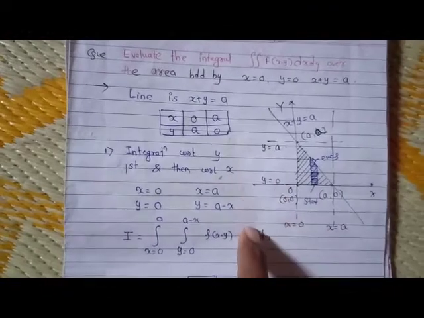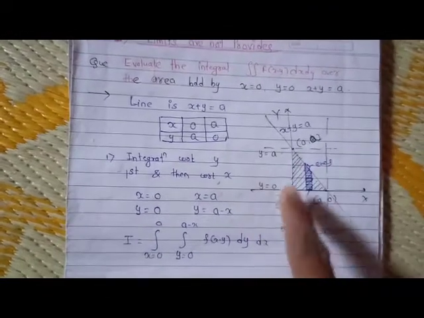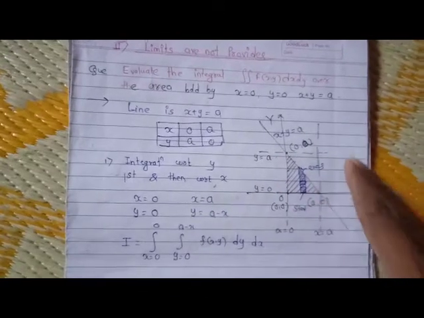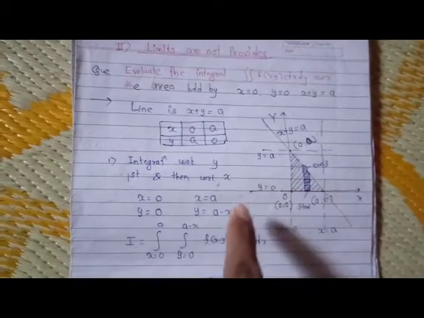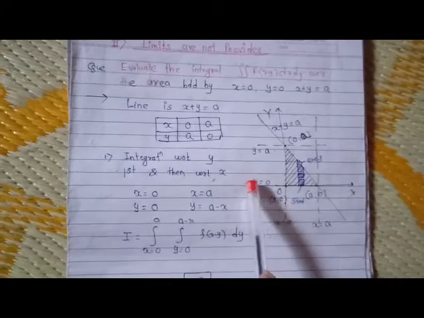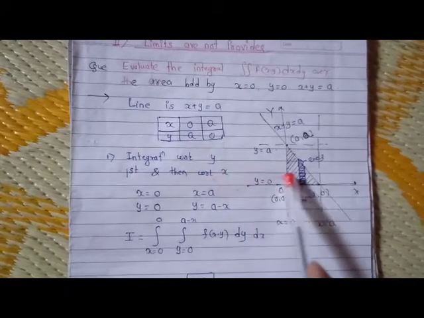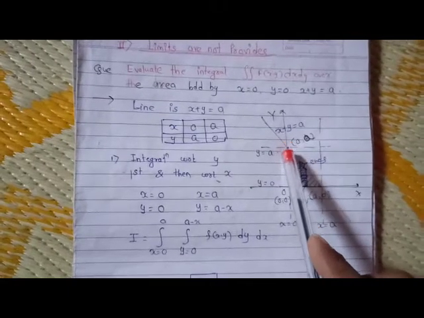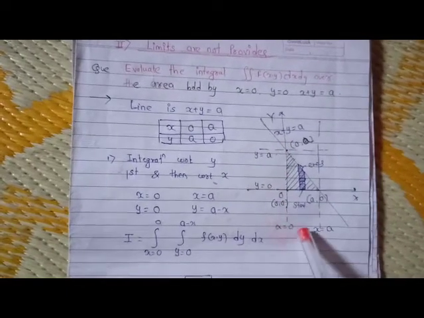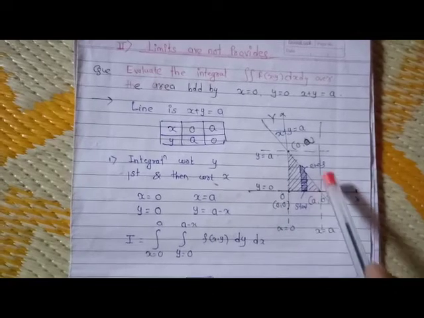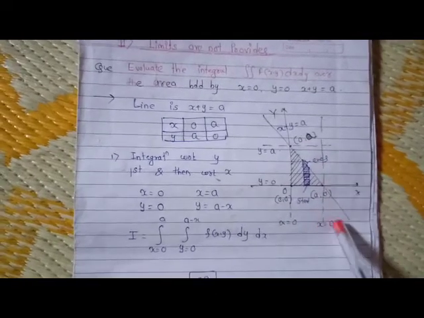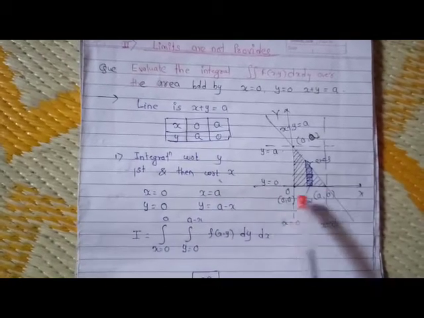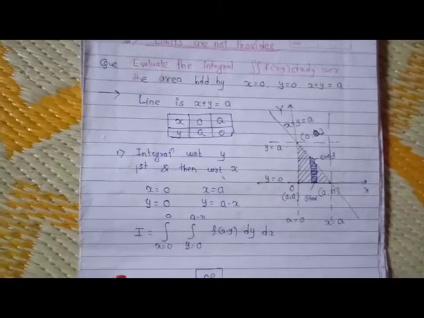Here we have x equal to minus infinity, here x equal to minus a, x equal to 0, x equal to a, x equal to 2a, x equal to infinity. So whenever we want to find the limits of x, we have to start from the extreme left point. Here the minimum value of x is x equal to 0, and the maximum value of x for the area is x equal to a. So the limits of x are x equal to 0 to x equal to a. Now understand how to find the internal limits.